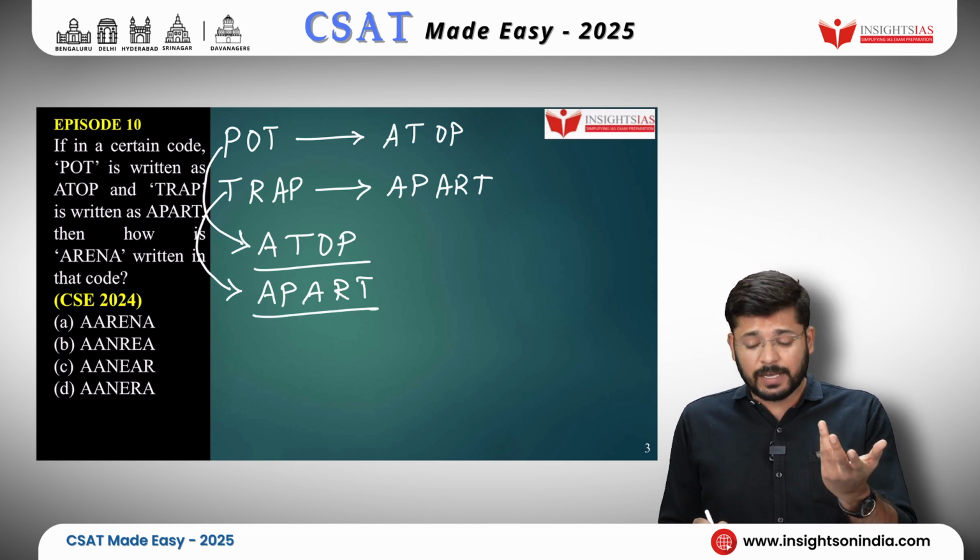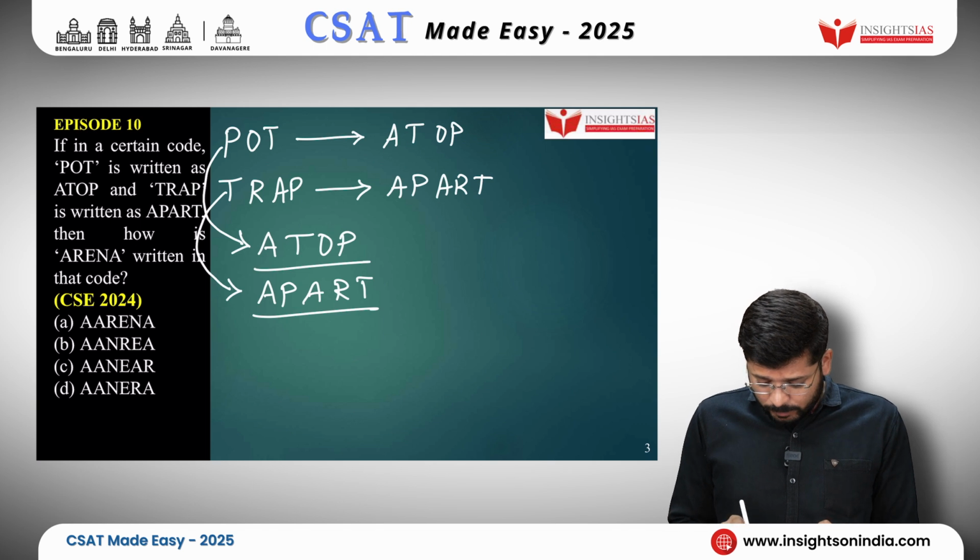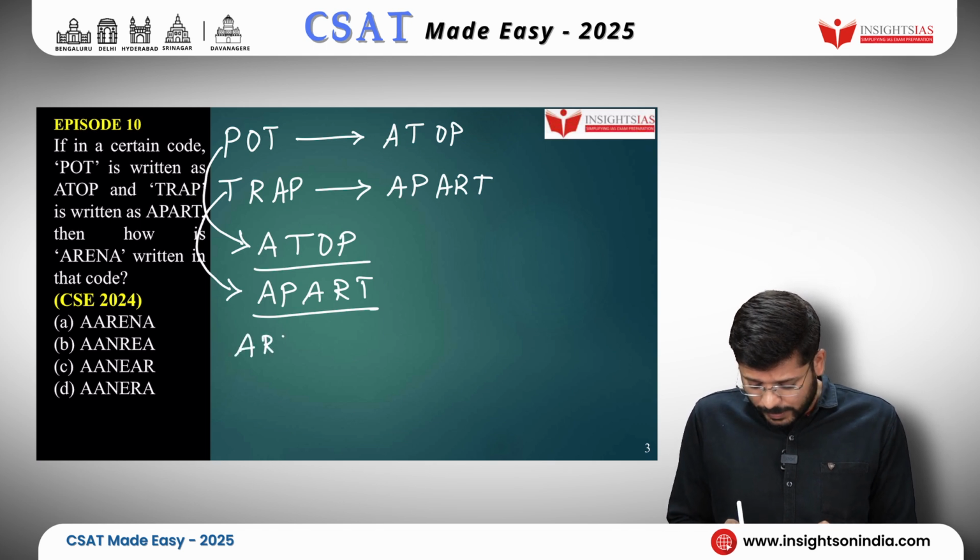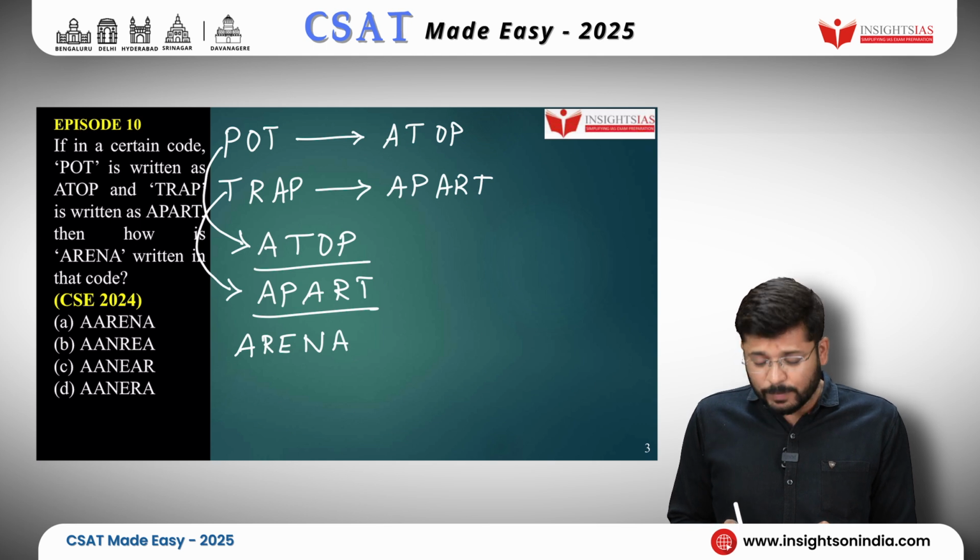So we shall do the same to the given word. What is the given word that we need to code? Arena, right? Sorry, the given word is arena. And how do we code it? We will reverse the letters first. What do we get?